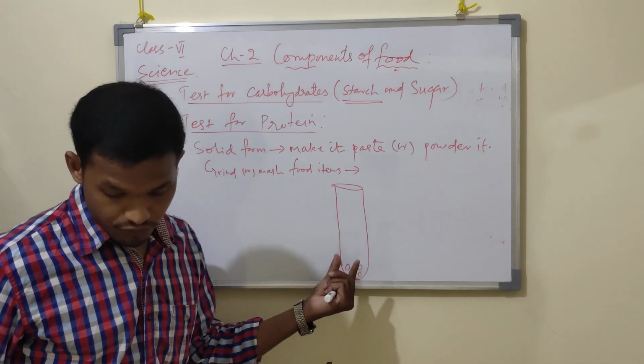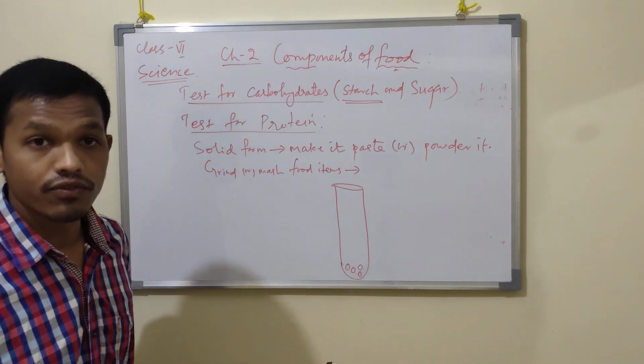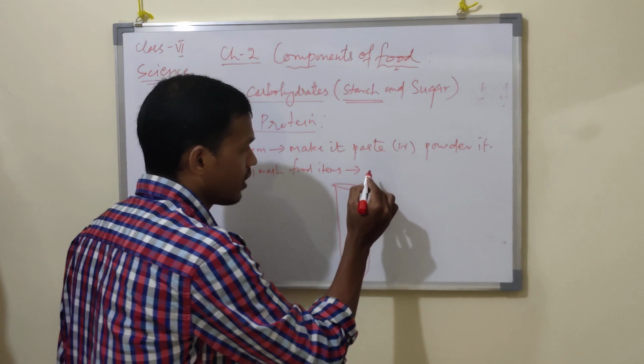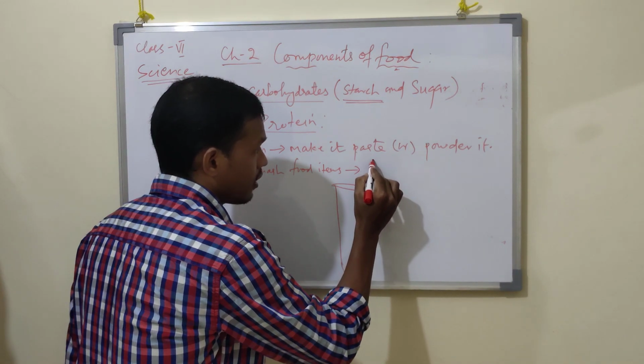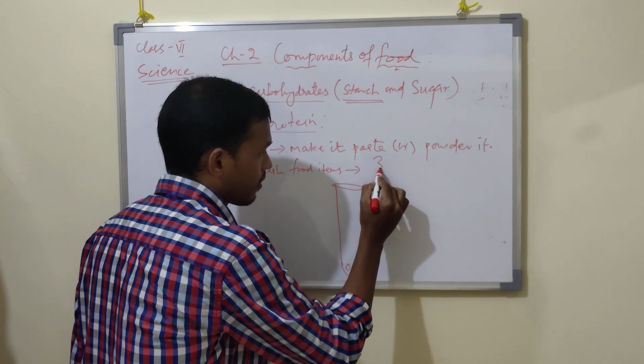This is a clean test tube. We put it in the clean test tube. Now add 10 drops of water. What do you have to add? 10 drops of water with the help of a dropper.